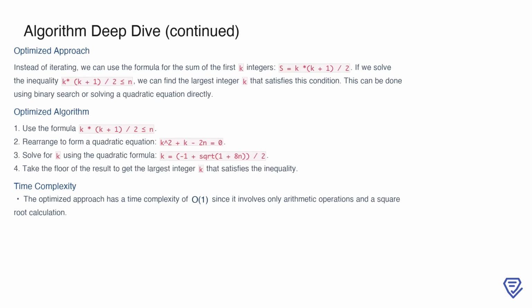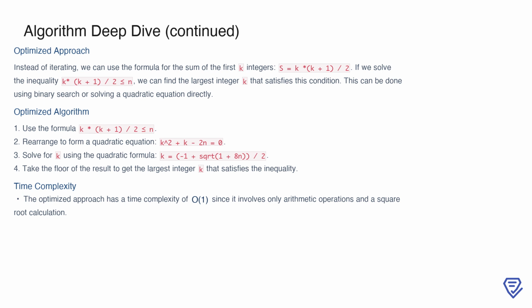To improve efficiency, we can use the formula for the sum of the first k integers, s equals k(k+1)/2. The goal is to find the largest integer k such that k(k+1)/2 is less than or equal to n. Rearranging this inequality gives a quadratic equation, k² + k - 2n = 0. We can solve this equation using the quadratic formula, k equals (-1 + sqrt(1 + 8n))/2. The result is the largest integer k that satisfies the inequality.